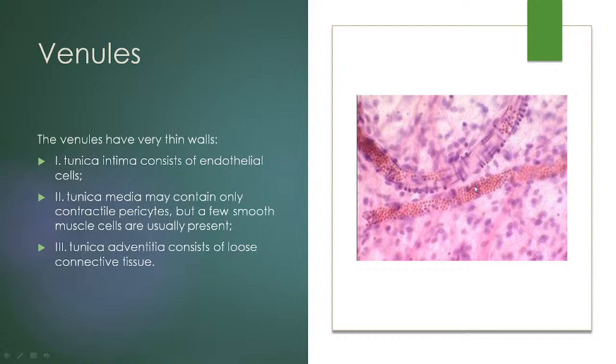And here you can see the venule. This is the venule, and upper the arteriole. Tunica Intima consists of endothelial cells. Tunica Media contains pericytes, and Adventitia consists of loose connective tissue.